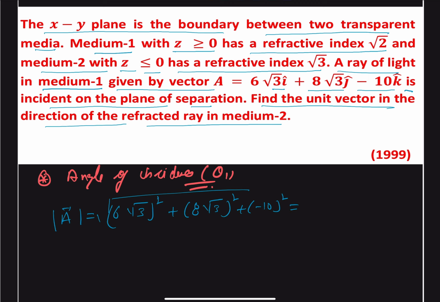So this will be coming as 108 plus 192 plus 100, and so we are going to get our magnitude equal to square root of 400, giving us 20. Now we are going to find out the cosine of the angle of incidence.